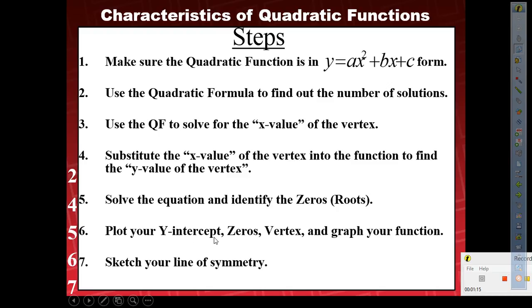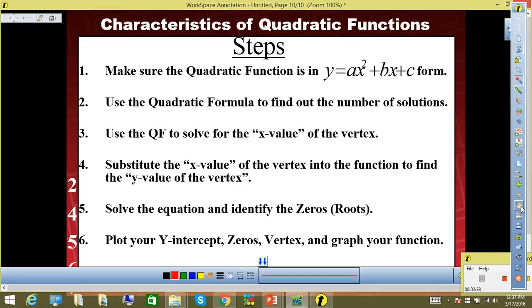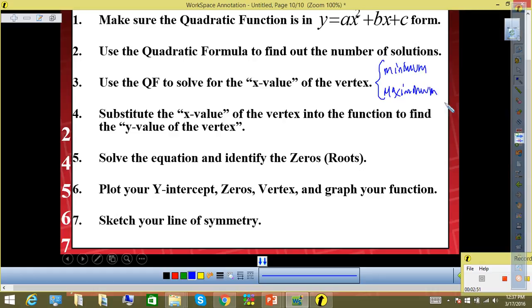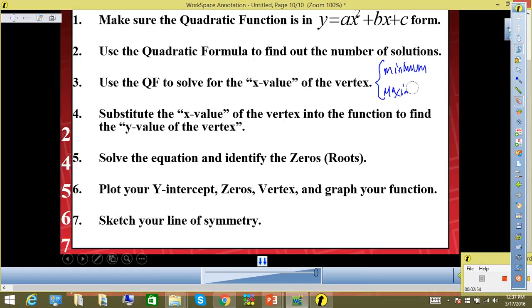Plot your y-intercept, your zeros, your vertex, and graph your function, and then we're going to sketch our line of symmetry. One word that you see coming up a lot that is fairly new is which one, everyone? Vertex. Whenever you get to the part where you write vertex, write a little bracket and write minimum and maximum.